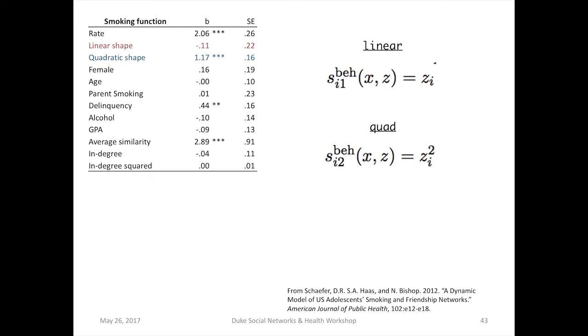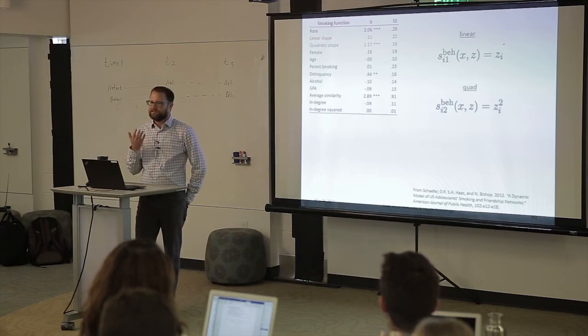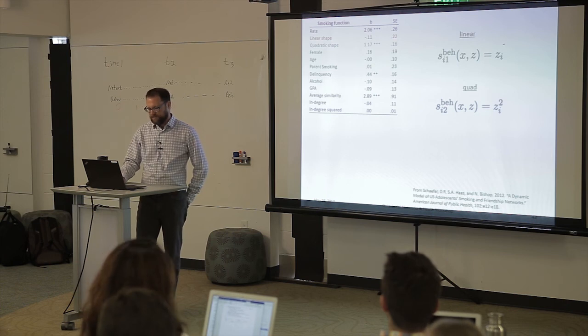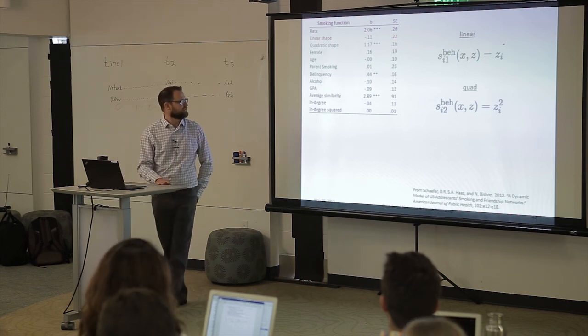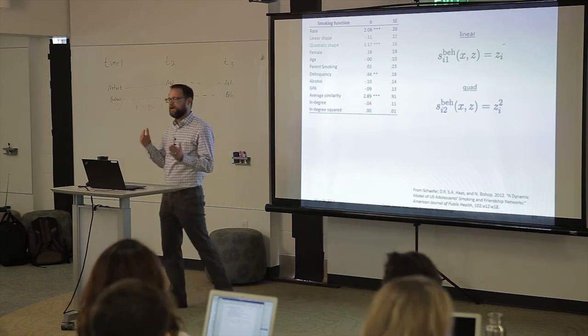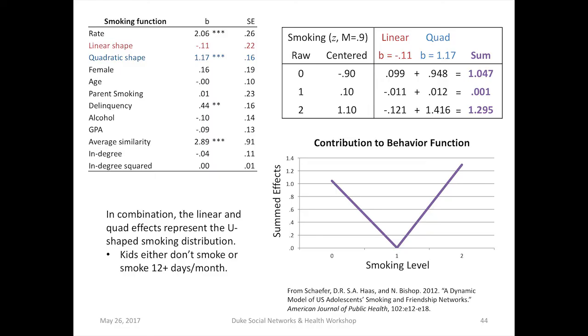controls for the overall distribution of smoking. Interpreting these, again, it's not that interesting because this is really a control, but it's important to understand what's happening. These two need to be interpreted in conjunction, and it's not always easy because smoking is going to be centered. So how does a negative linear combined with a much greater positive quadratic in this covariate that's centered work? Not always easy to do that in one's head. So you can do the same thing where you calculate the contribution to the behavior function for each level of the behavior to understand the base propensity to shift to smoking 0 versus 1 versus 2.